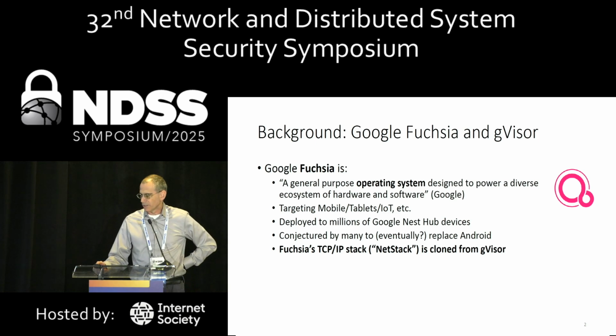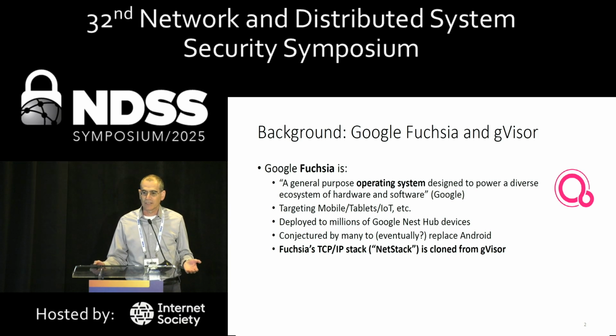Google Fuchsia is a general-purpose operating system designed to power a diverse ecosystem of hardware and software, in Google's own words. It targets mobile, tablet, and IoT devices, and it's already deployed to millions of Google Nest Hub devices. It's conjectured by many analysts to eventually, maybe, hopefully, replace Android as the mobile operating system of choice. Hence, the presentation is under the Android security track.